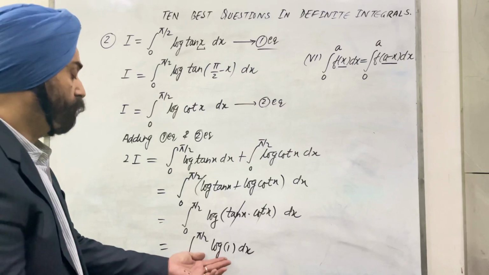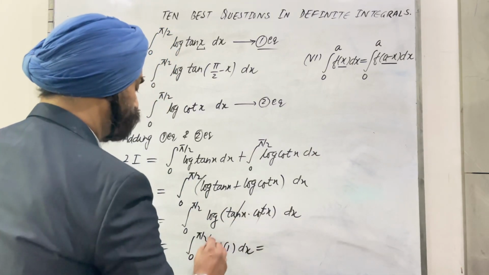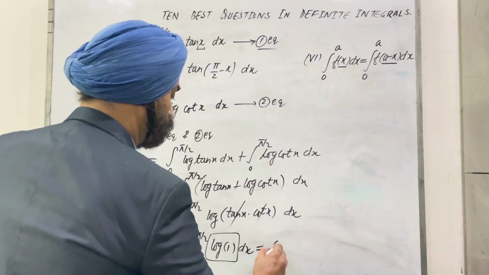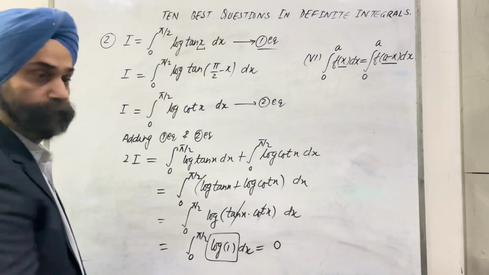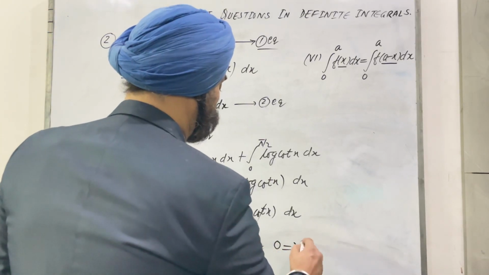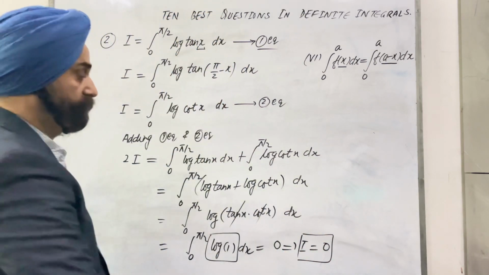Now log of 1 is equal to 0. So this log 1 is 0, which reduces the entire integral to 0. We get 2I is equal to 0. So this implies that I is equal to 0. So the final answer for the integral is 0.